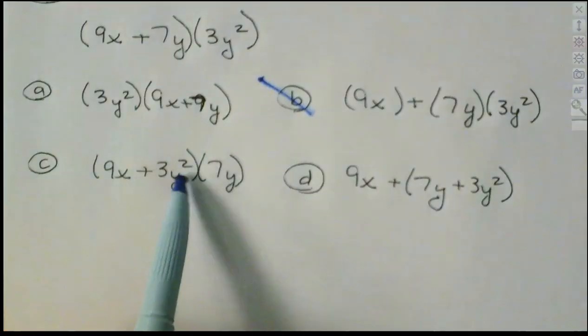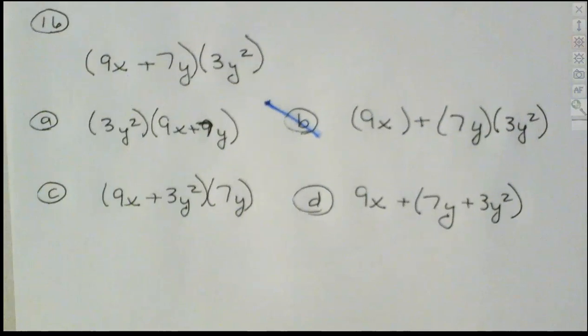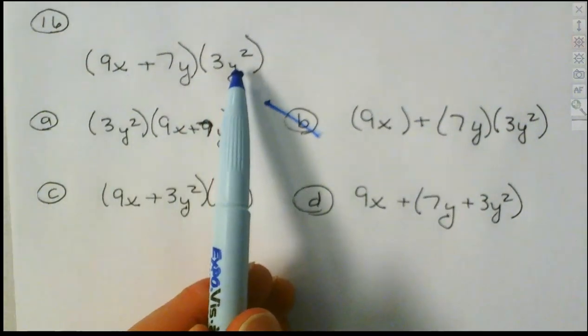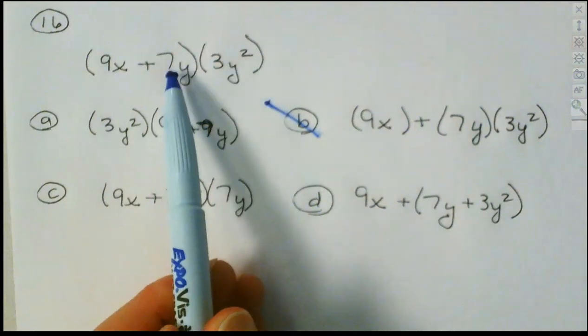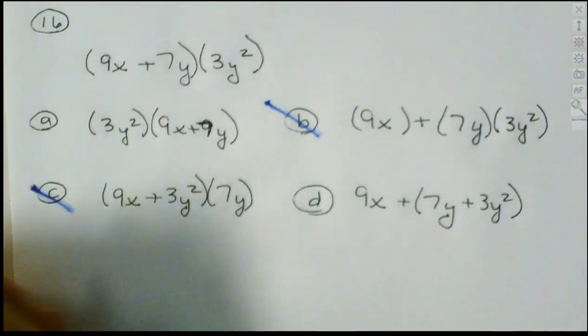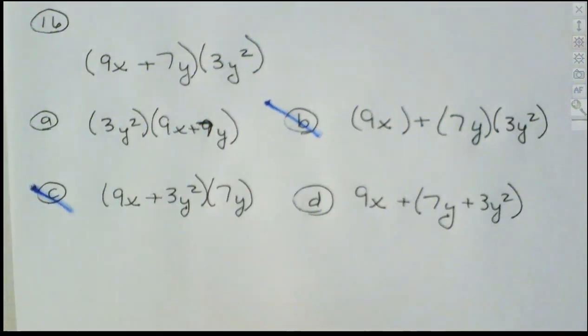Choice C, you can't rearrange what's inside of here and trade it with what's outside. So that 3y squared is outside, so it has to stay outside. You can switch the order on the inside, but you can't take things and move them from one parenthesis to the other. And same thing with this one. We can't rearrange parentheses like this.